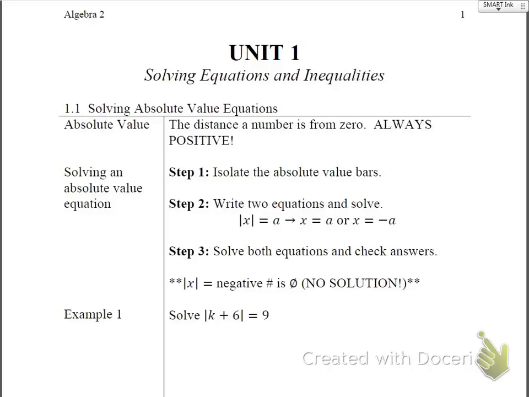All right, so unit 1 and 2 together, we're going to be solving absolute value equations today. So I first have a couple definitions for you, and then we will go into some example problems. So first definition is for absolute value. Absolute value is the distance a number is from 0. It is always positive.